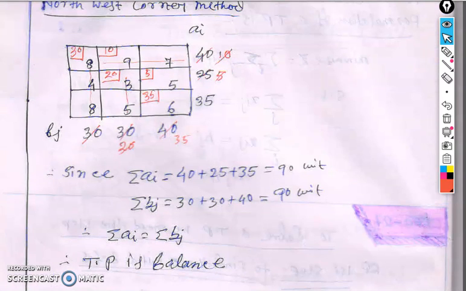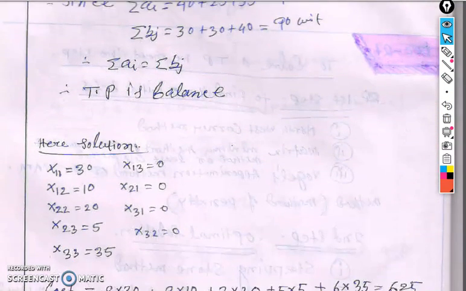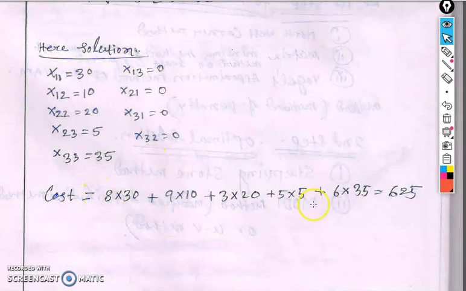For this, how can I find the costing? It's the initial costing. Again we mention it's an initial costing, not the optimal costing. Before we check the optimality, you cannot say it is the optimal solution. Here optimal means the least solution. So we can find the solution: 30 into 8, 10 into 9, 20 into 3, 5 into 5, and 35 into 6, because this represents the unit cost, and this represents how many units are supplied from a particular supply point to a particular destination point. Regarding this, the solution becomes exactly 625.